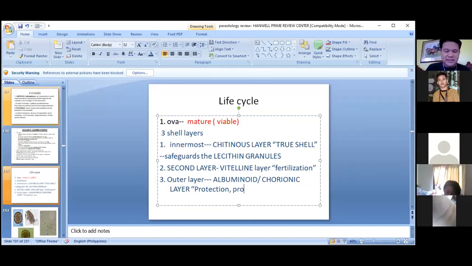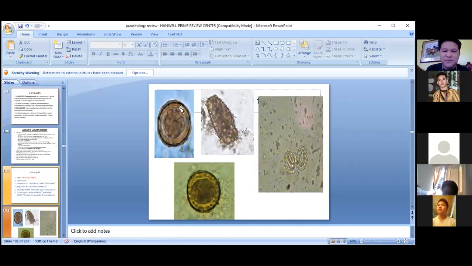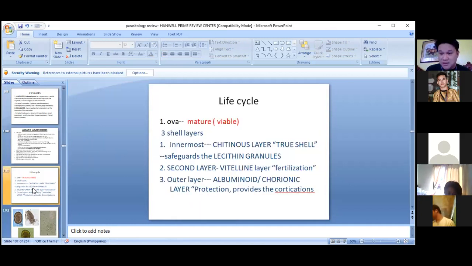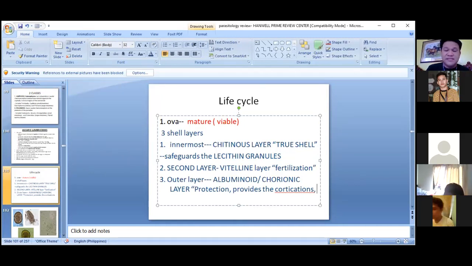It provides the cortications. When we say cortications, it is the wavy or crinkly appearance. Understood? So when I show you an ova, this for example is the Ascaris rhombicoides ova. This is a fertile ova. And you see the last layer, doesn't it look wavy? That is basically because of the existence of your albuminoid layer. Is it clear? And not only for the cortications, but importantly, it gives the tan color. It is the tan color of the ova of the parasite.